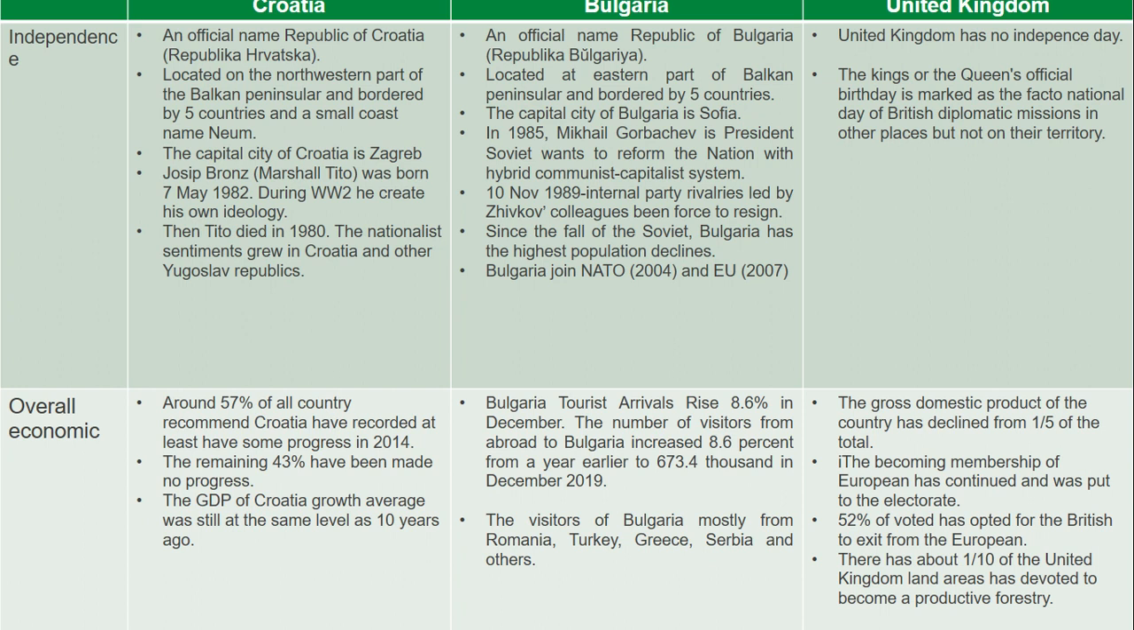Next, Bulgaria. Tourist arrivals increased 8.6% in December. The number of visitors from abroad to Bulgaria was 673.4 thousand in December 2019. The visitors came mostly from Romania, Turkey, Greece, Serbia, and others.